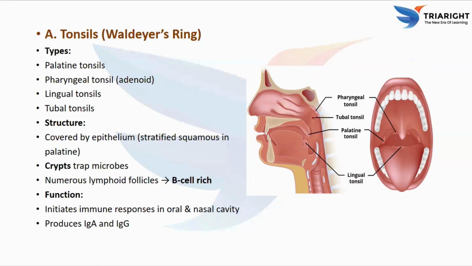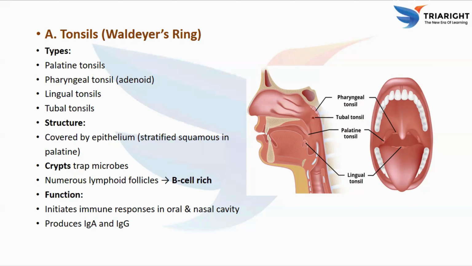What is the structure of tonsils? They are covered by epithelium. The palatine tonsils are covered by stratified squamous non-keratinized epithelium, which protects from friction. Whereas the pharyngeal tonsil is covered by pseudostratified ciliated epithelium, as in the respiratory tract.